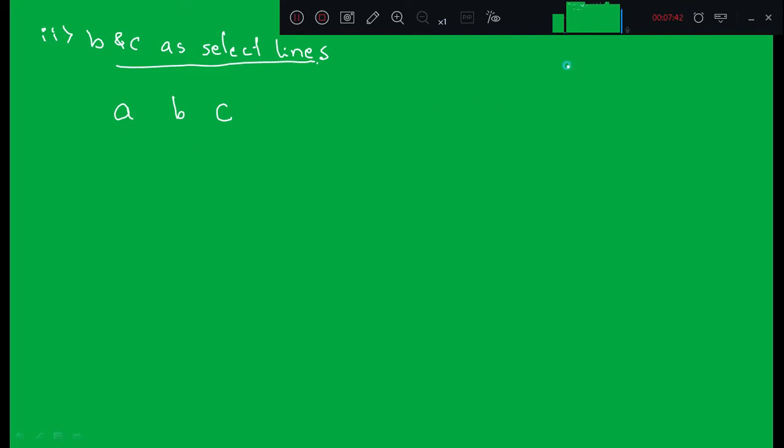Now, we are connecting B and C to select lines. S1, S0: S1 is MSB, S0 is LSB. So I am going to connect B and C to S1 and S0. Which is MSB here, out of these two? B is MSB and C is LSB. So C needs to be connected to S0 and B needs to be connected to S1.